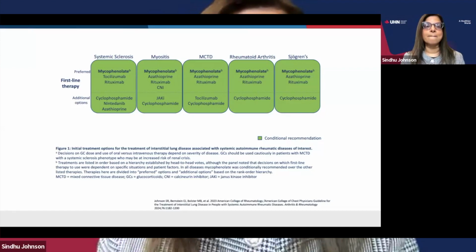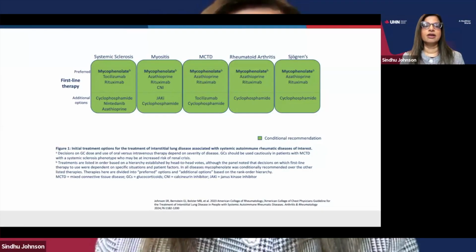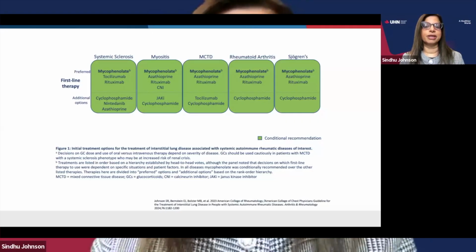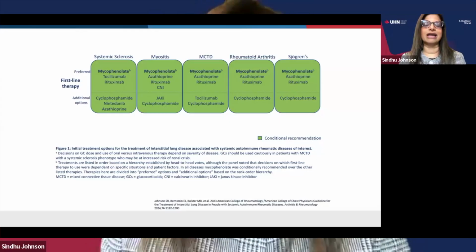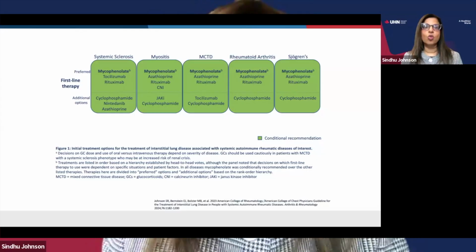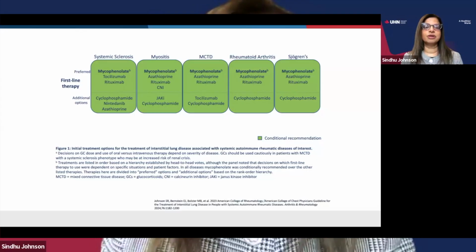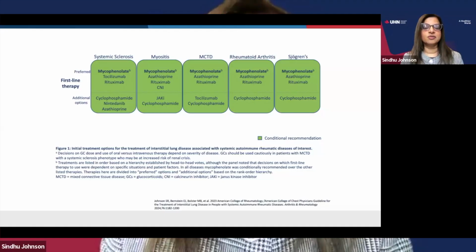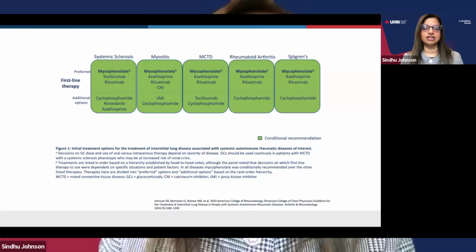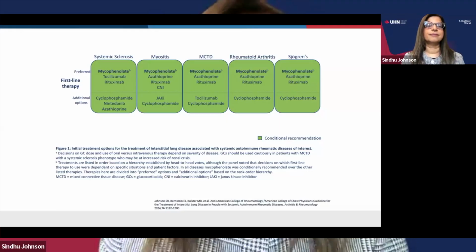You will see there are a menu of treatment options as first-line ILD therapy. The first indicated therapy is mycophenolate. And as you can see, this is the first-line therapy across several systemic autoimmune rheumatic diseases. However, one may consider tocilizumab, rituximab, cyclophosphamide, nintedanib, or azathioprine as a first-line ILD treatment in systemic sclerosis.